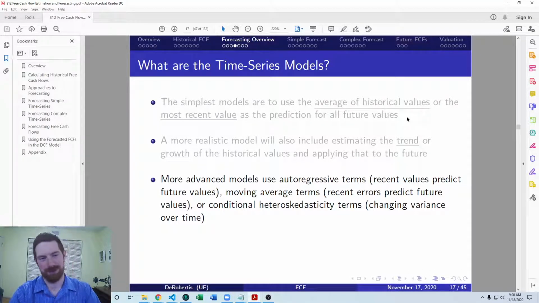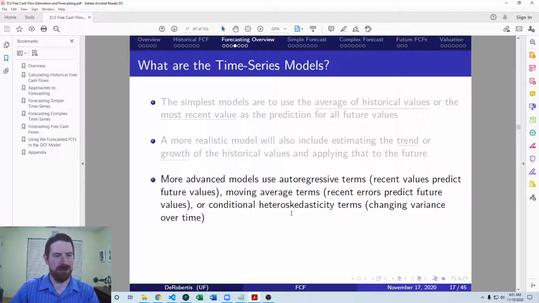And so there are a few different general categories of how these models are different. One is autoregressive terms, so that means that you're directly using the recent values in the equation to predict the future. Or moving average means that you're taking the forecast for the historical values, calculating what was the forecast error, how much you were off in those forecasts, and those errors actually help you predict what the future is going to be.